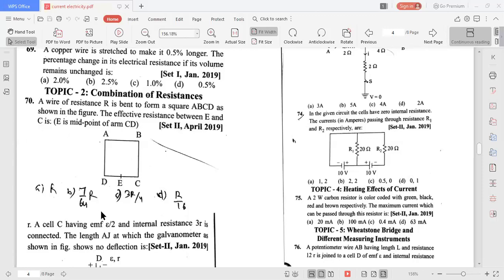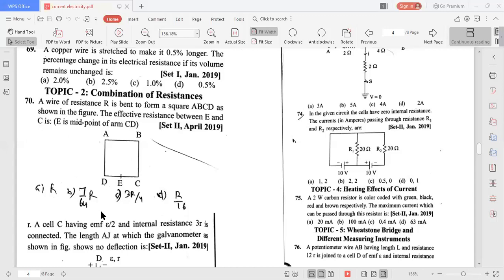Now what is the effective resistance between E and C? R_EC is equal to question mark. Between E and C, there already exists a resistance R by 8. Next, this other resistance is also there. This is R by 8 plus R by 4 plus R by 4 plus R by 4. Here R by 4 plus R by 4 plus R by 4 means 3R by 4, plus R by 8.